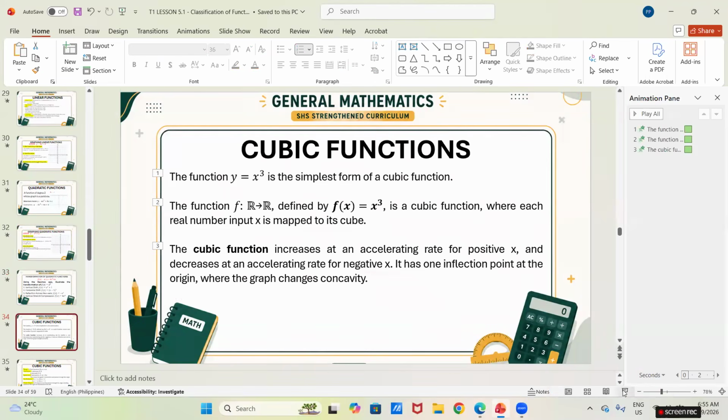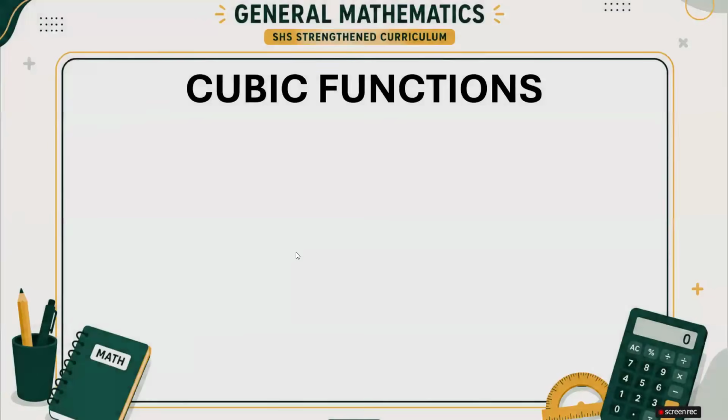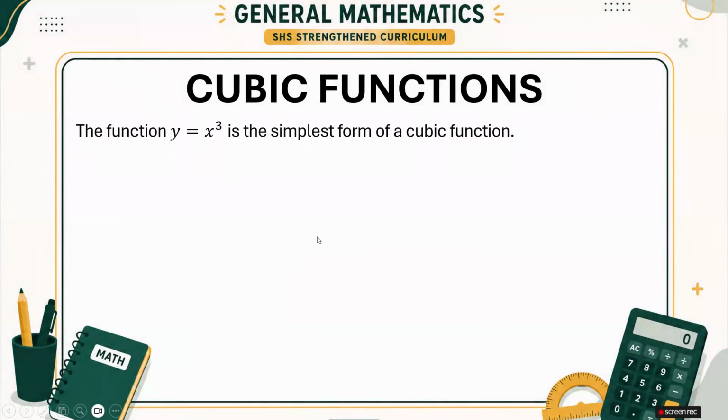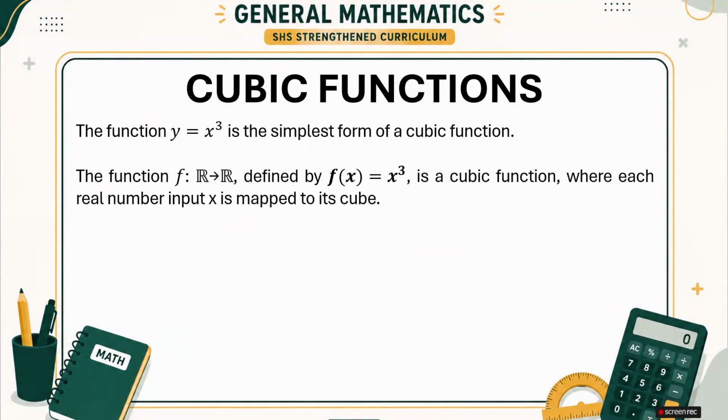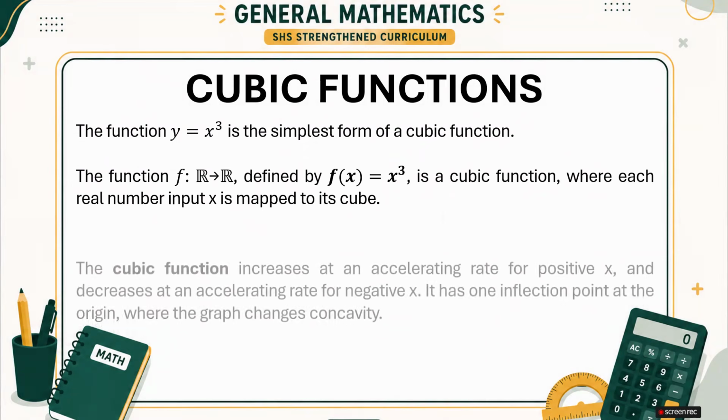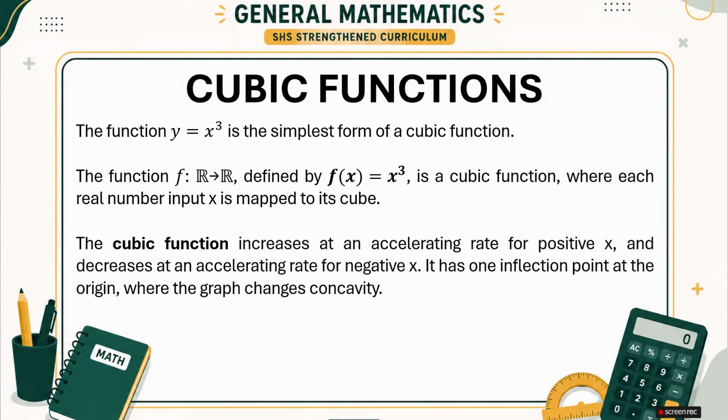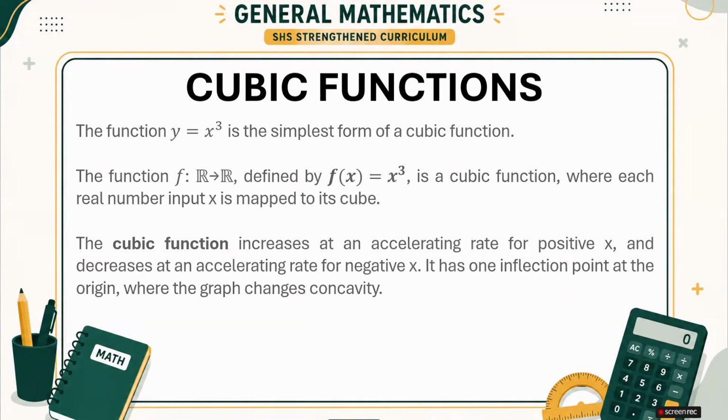Now, let's move on to the definition of a cubic function. A cubic function has the highest exponent, which is 3. The simplest example is y is equal to x cubed. Its graph has an S-like shape. An easy clue: do not forget, cubic means x cubed, and the shape of the graph is an S-shaped curve.